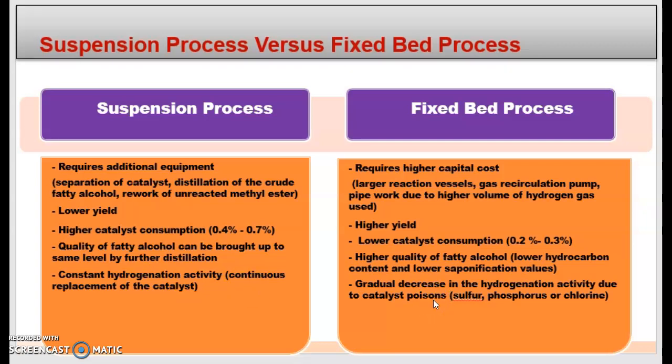Okay, in the fixed bed process, there is a decrease in the hydrogenation activity because your catalyst has been poisoned by products such as sulfur, phosphorus or chlorine. Okay, this is the process of the hydrogenation. So we have two processes of hydrogenation.